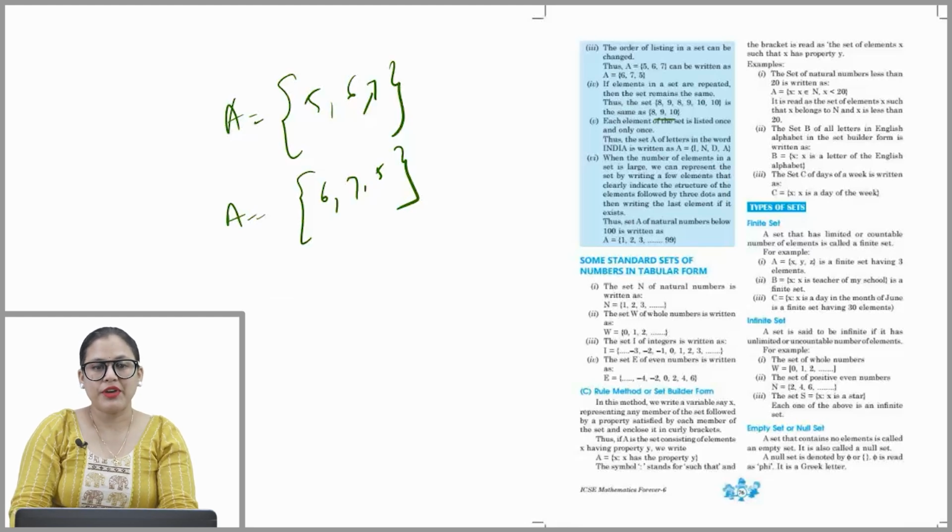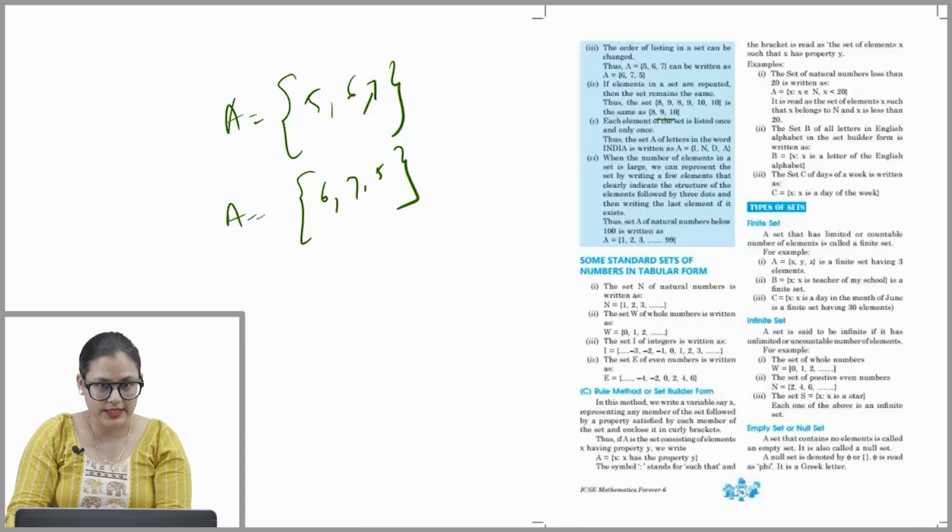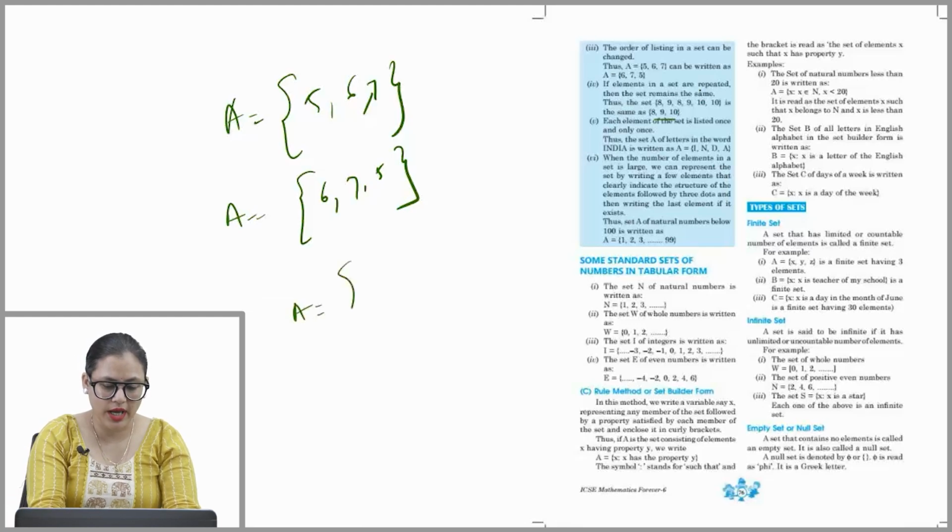And 5, each element of the set is listed once and only once. Thus, the set A of letters in the word India is written as, so there are 2 I's in India, so we will write {I, N, D, A}.